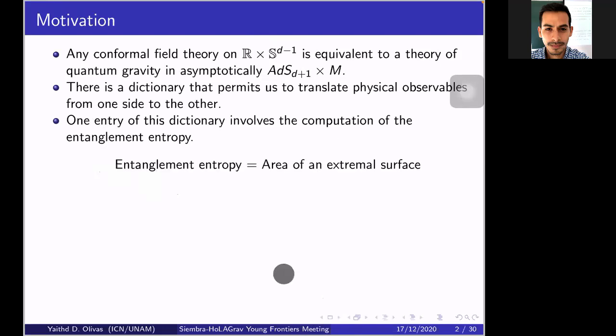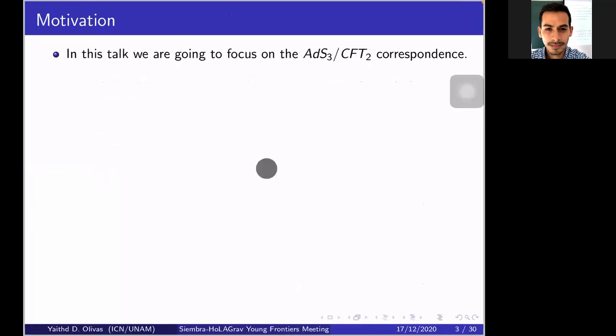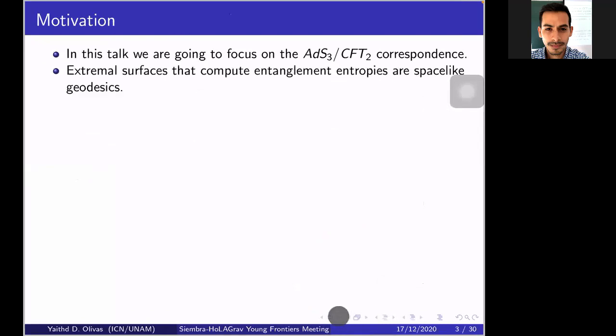Essentially, the entanglement entropy is going to be equal to the area of some extremal surface. And such an extremal surface you can see in this figure for a specific case in a specific set of coordinates. So for the rest of the talk, I will focus only on the AdS3/CFT2 correspondence. Here, the extremal surfaces that compute entanglement entropies are space-like geodesics.